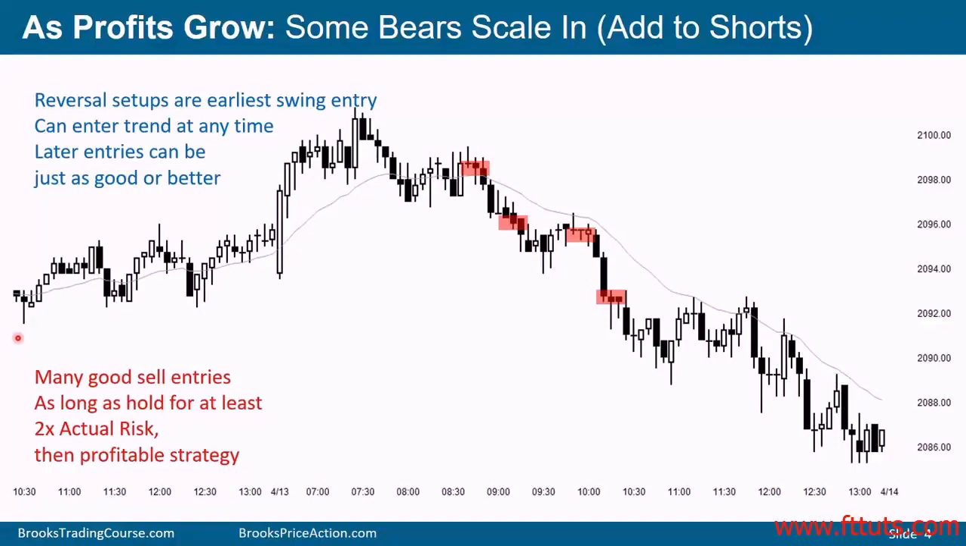In any case, with any trade, the math is always reasonable if you hold for at least 2 times your actual risk. However, many trades have potential of much bigger profit, and it's usually better not to go for the minimum.